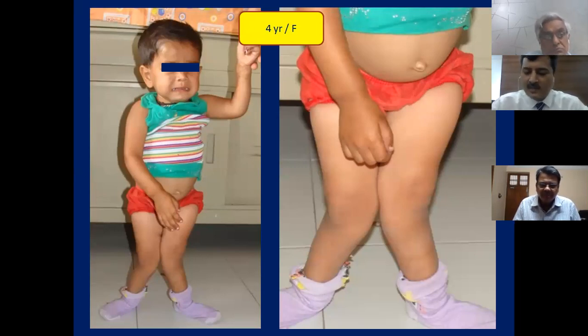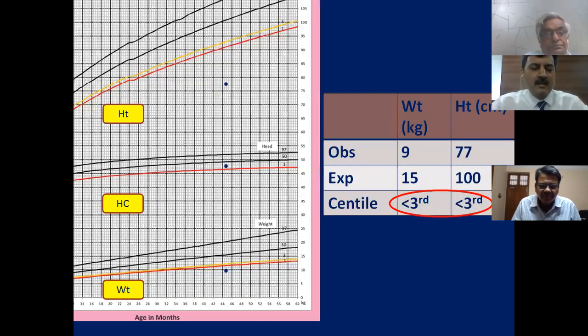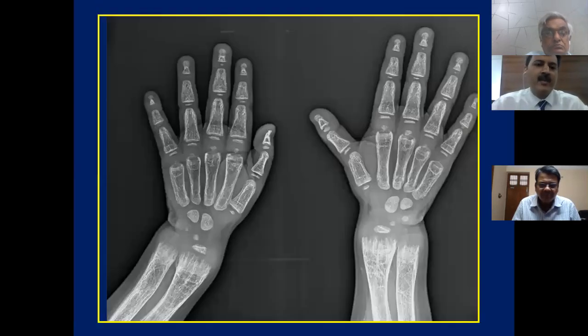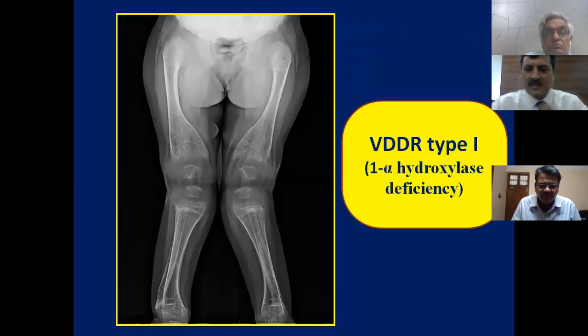The child is irritable, not bearing weight. Her history was also that she had multiple deformities and multiple fractures in early childhood. Her dentition was delayed and she had already received multiple doses of vitamin D, and her growth chart showed she was pretty short, less than the third percentile for height and weight. Her X-rays also showed resorbed bone, in both extremity X-rays, and our endocrine team diagnosed it as VDDR type 1 rickets.